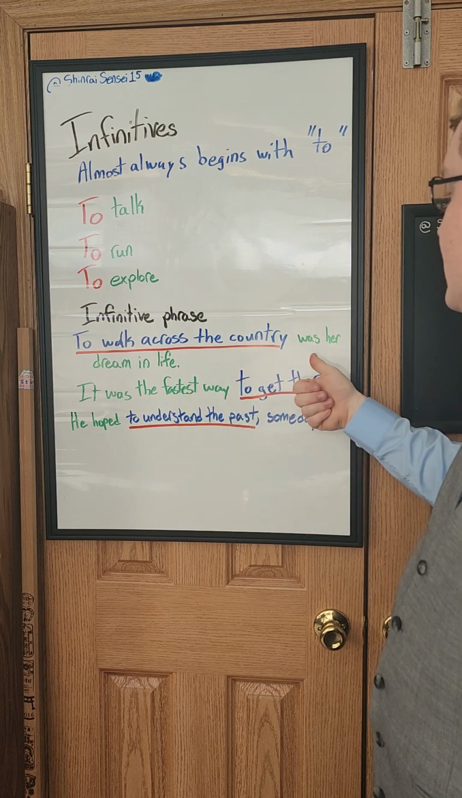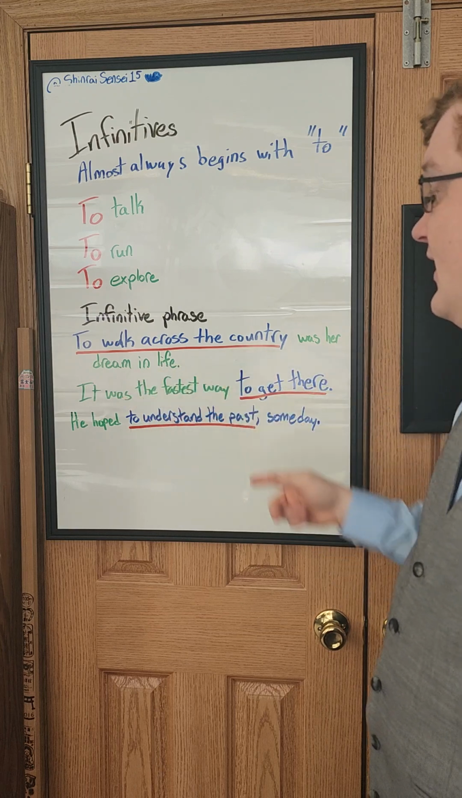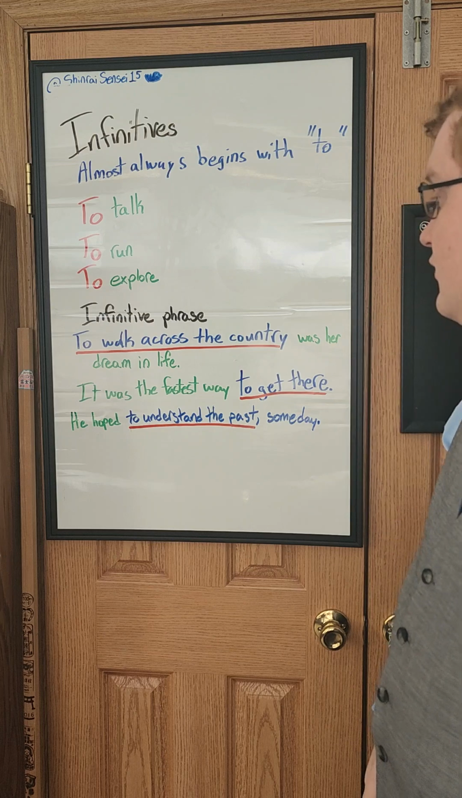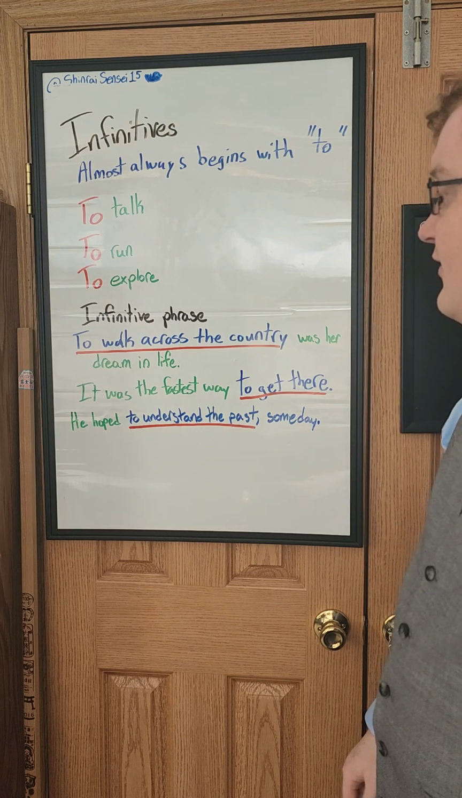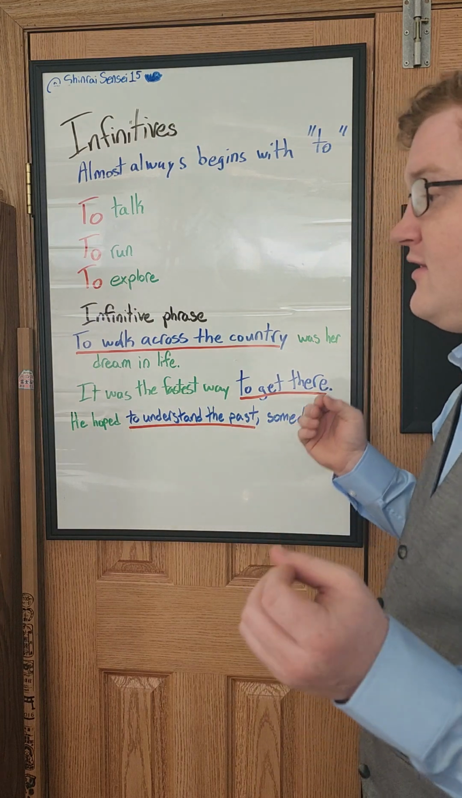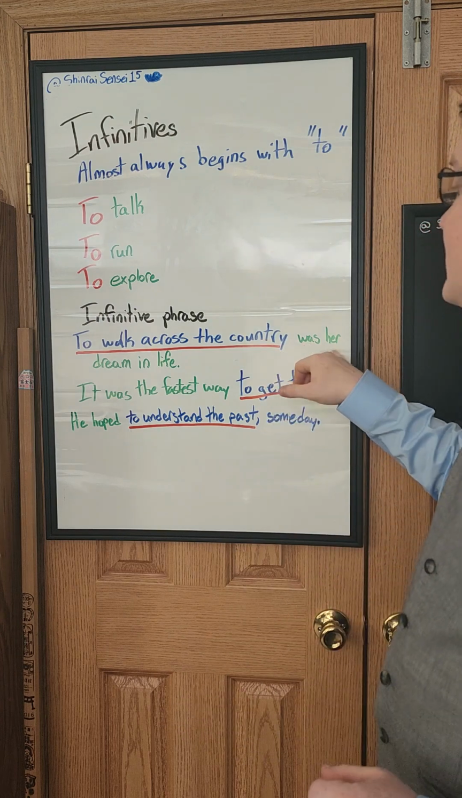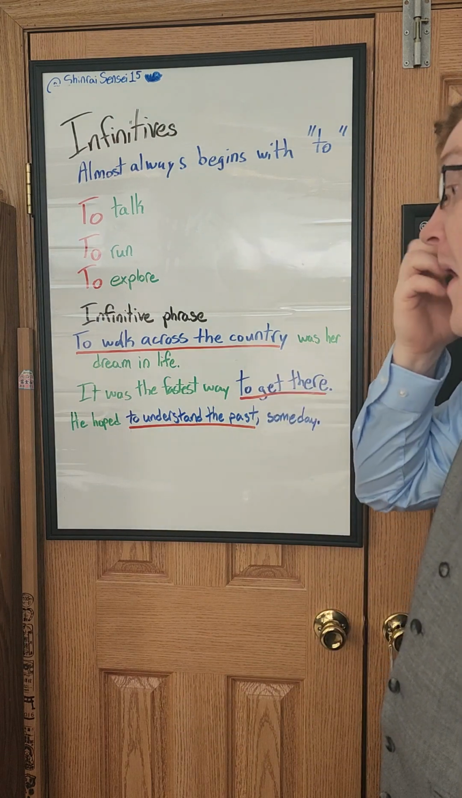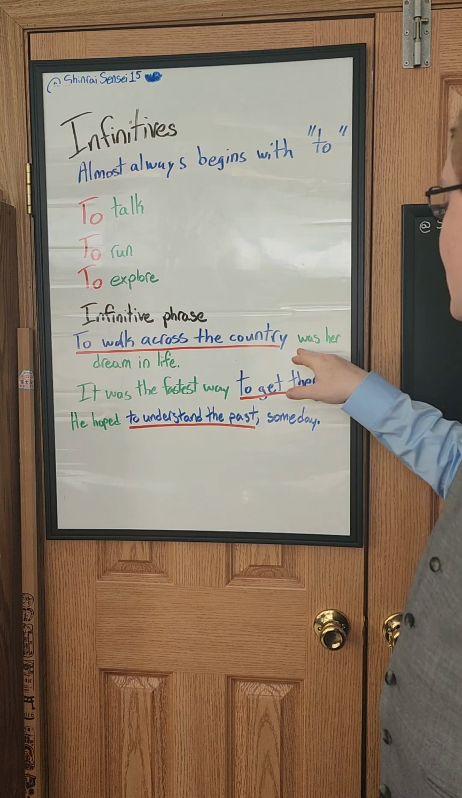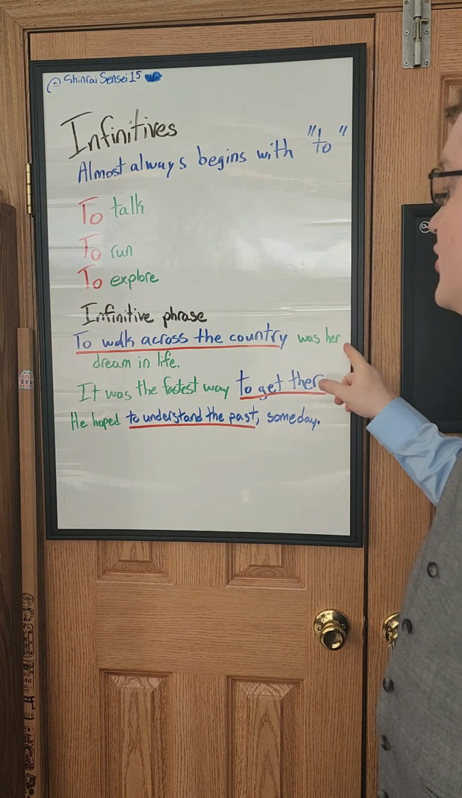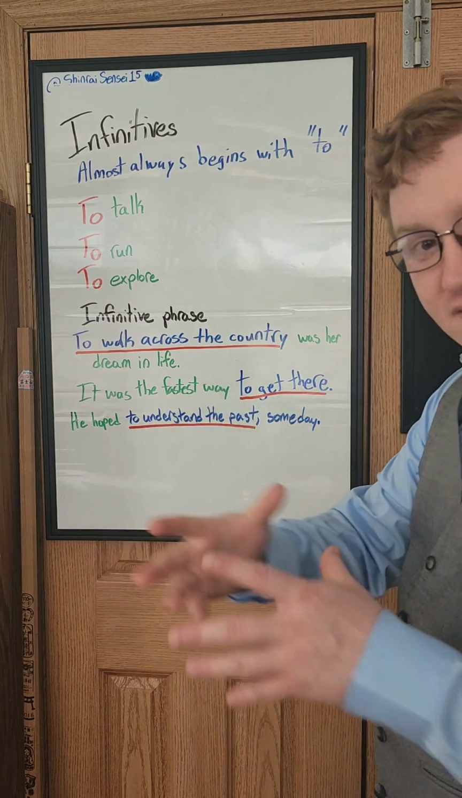In the examples here, the infinitive phrases are all underlined in red. "To walk across the country was her dream in life." "To walk across the country" is the infinitive phrase. It is the noun of the sentence. "Was her dream in life" is the action, so that is kind of the action phrase.